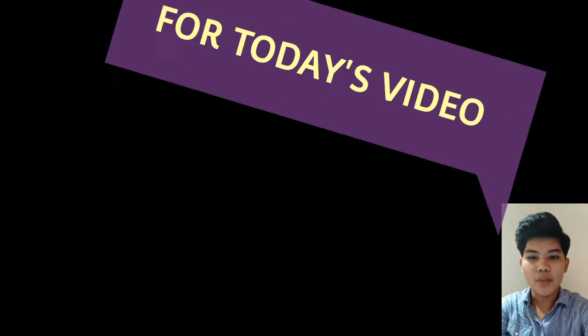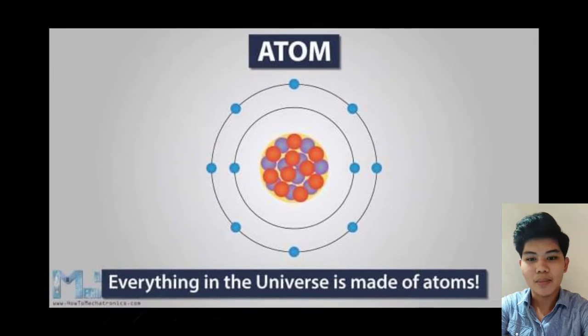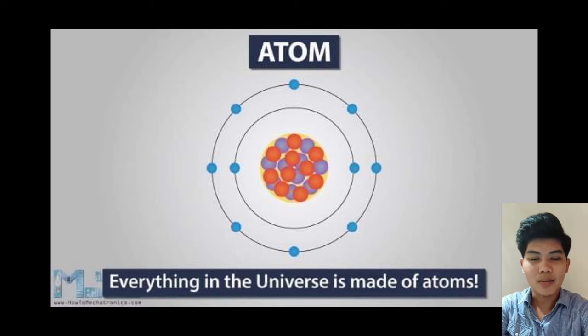For today's video, we will learn what electric charge is and how electricity works. To understand electricity, we need to start with the atom. We are made of atoms. Everything in this world is made of atoms. An atom cannot be seen with the naked eye, so we will use a simplified model called the Bohr model.